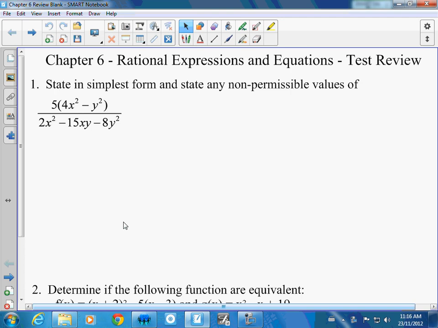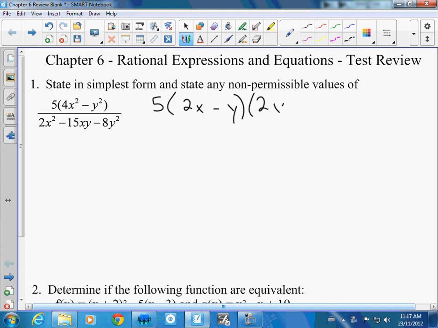Okay, look at the first one. You should be able to tell right away. The binomial on the top, what about it? Difference of squares. You should see that right away, guys. So 5, 2x minus y, 2x plus y, right? What about the bottom? Does it factor? Guys, more than likely, if I give you something, is it going to factor? Yeah.